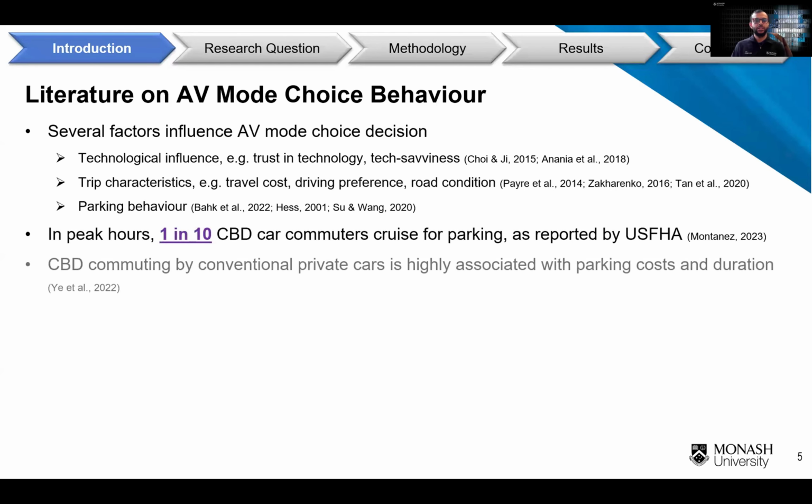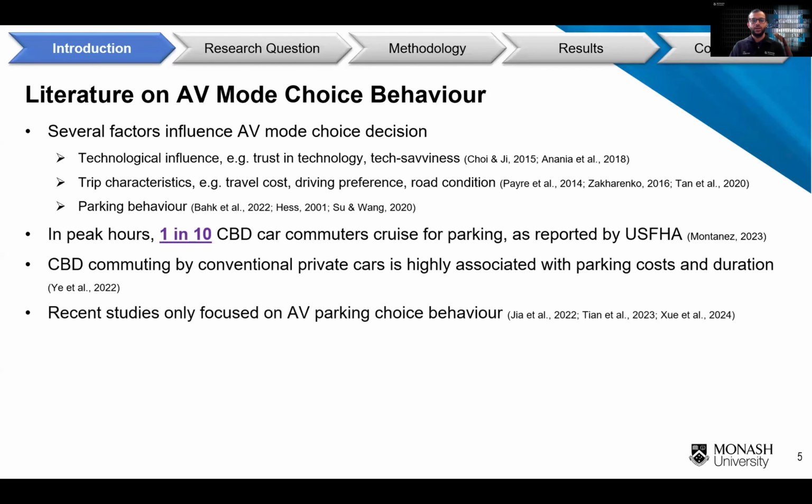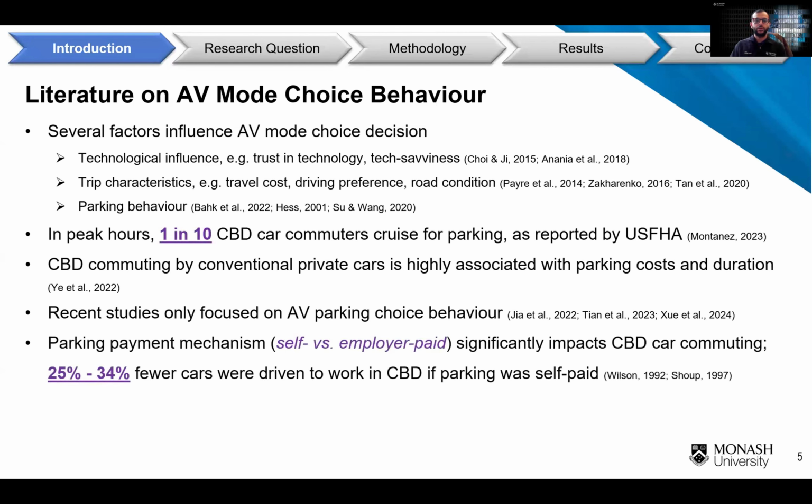It's not only limited to technological influences, it also includes trip characteristics such as travel cost, driving experience, road condition, parking behavior. According to the US Federal Highway Administration, in peak hour, 1 in 10 CBD car commuters cruise for parking.